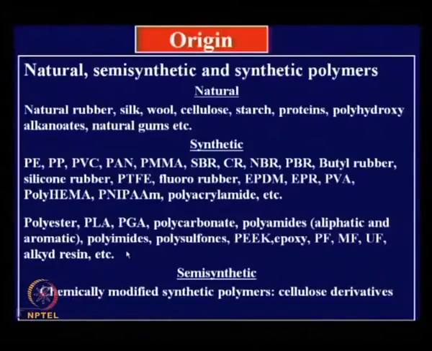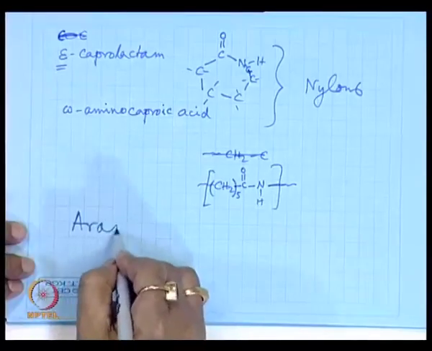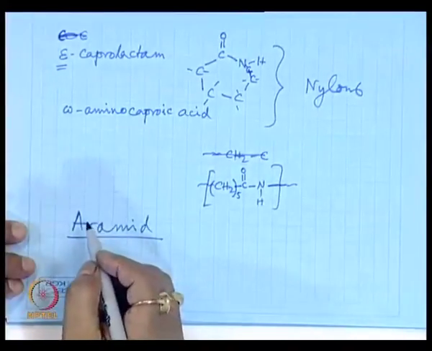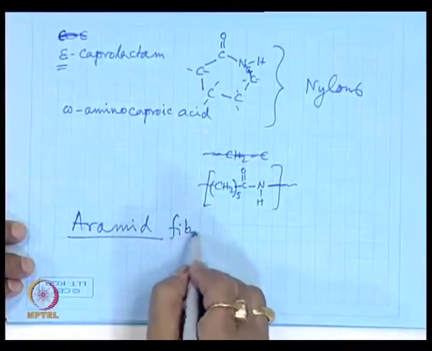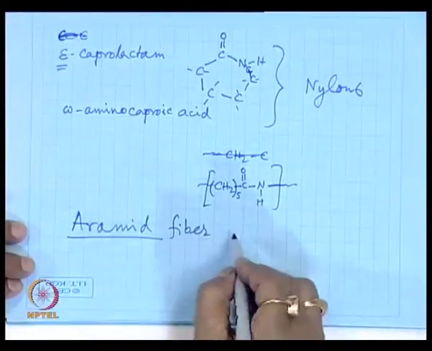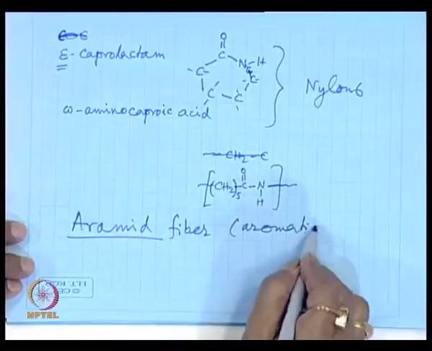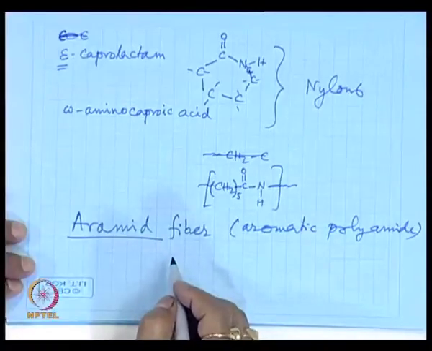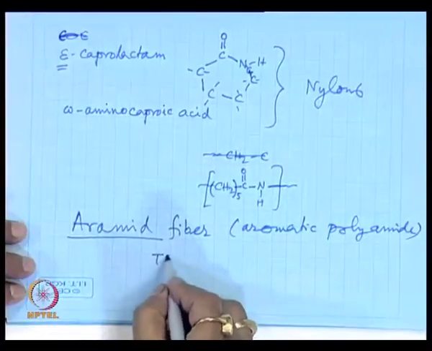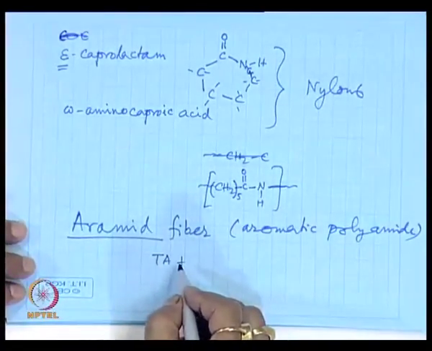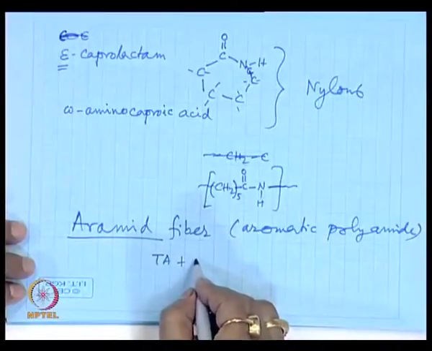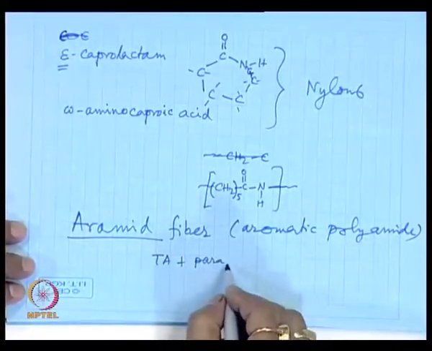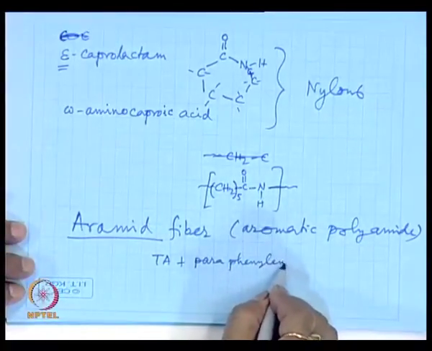Aromatic polyamides, say aramid polymer, aramid fiber is aromatic polyamide. What is that? That is made from terephthalic acid and paraphenylene diamine.